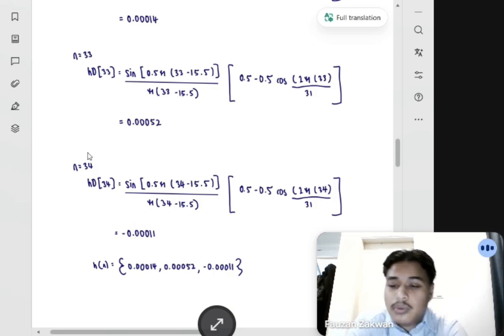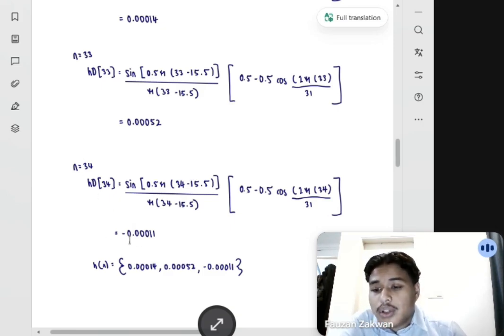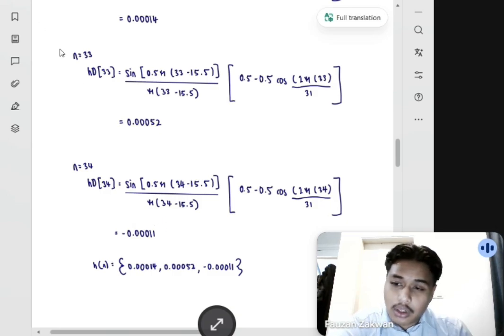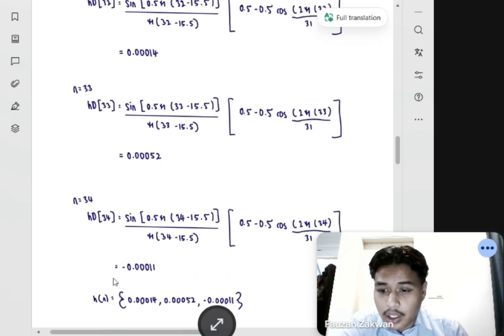So the next thing is 34. We just do the same. You just put the 34 into the n. So sine 0.5 pi 34 minus 15.5 divided by pi 34 minus 15.5, times 0.5 minus 0.5 cos 2 pi 34 divided by 31. So as you can see here, we got the answer is negative 0.00011.